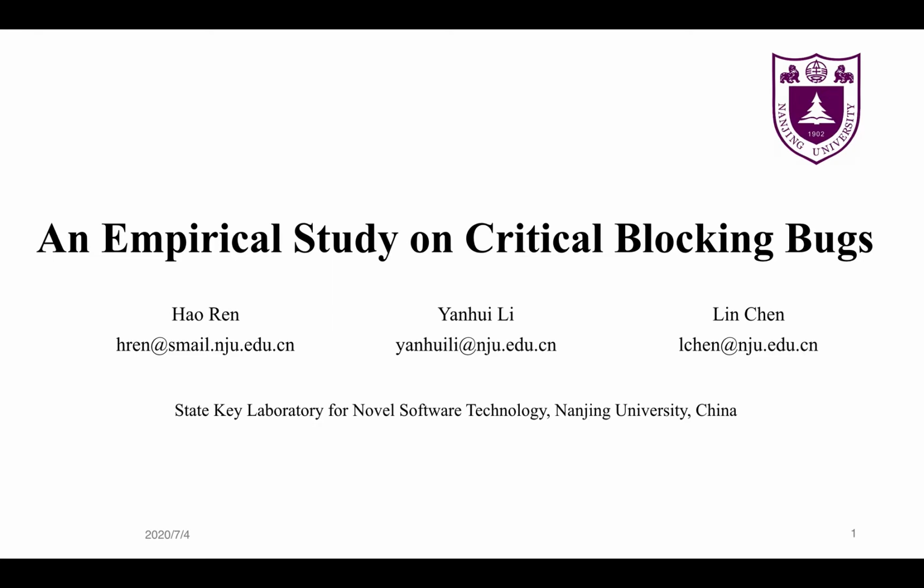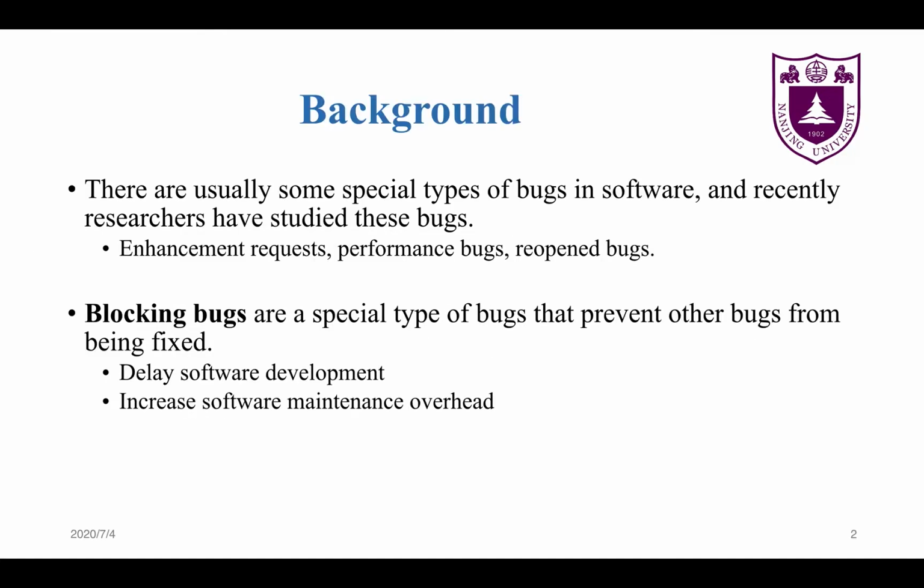Today I'm going to present our paper, Empirical Study on Critical Blocking Bugs. As we all know, there are many bugs in software, and many researchers have done a lot of work on software bugs. Among them, some researchers focus on special types of bugs in software, such as enhancement requests, performance bugs, and reopened bugs. In addition, there is also a special type of bugs that prevent other bugs from being fixed, what are called blocking bugs, which usually make software maintenance more difficult.